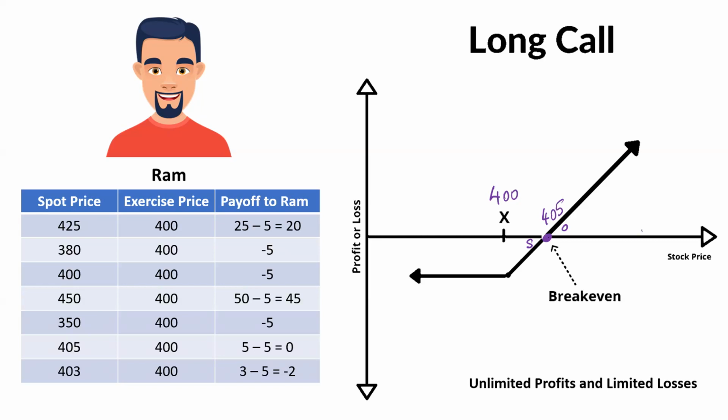If the stock price is 450, then RAM is making a profit of 50 minus premium paid 5. He's making a profit of 45. If the price is 410, then RAM is making a profit of 10 minus 5, which is equal to 5 rupees. The losses are restricted. The loss is always going to be 5 rupees, but the profit potential is unlimited.